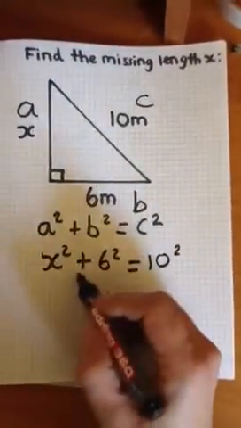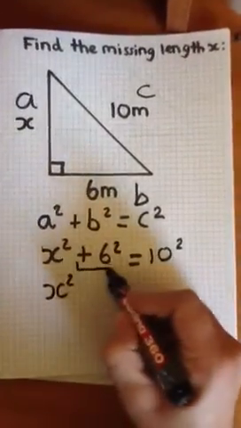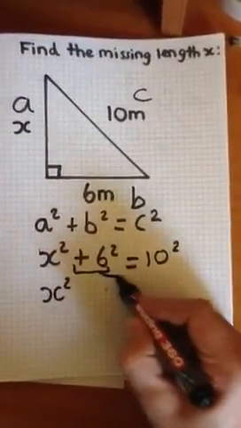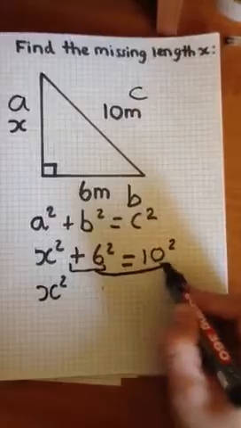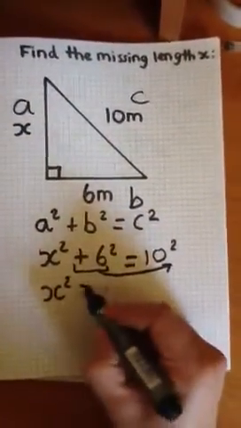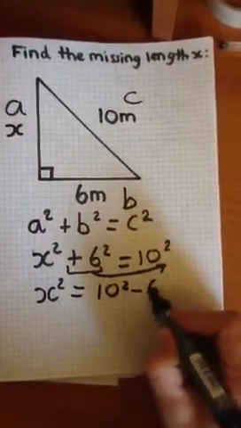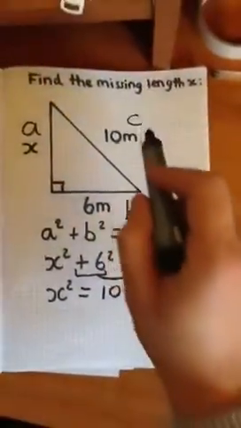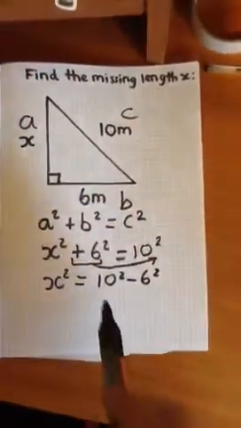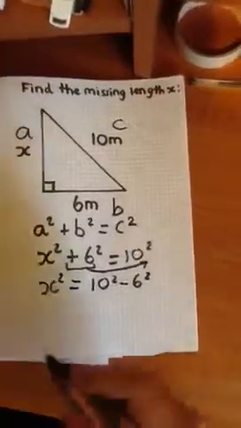Now here we've got our x squared that we want to get alone. If we were to pick this bit up and move it to the other side, when we move over to the other side we always get the opposite sign. The opposite of adding 6 squared is taking away 6 squared. So this time, when we've got the longest side and we're trying to find one of the shorter sides, we're doing the longest side squared take away the shorter side squared that we know.